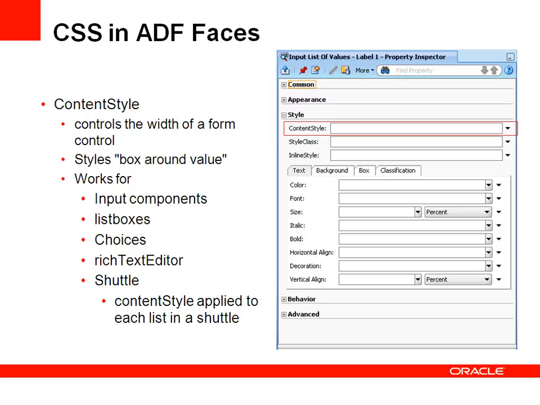And this allows you to control the width of the control. It allows you to do a border around the box, and so on. And you see a list of components that have that, including the shuttle, list boxes, input components. They all have content style.